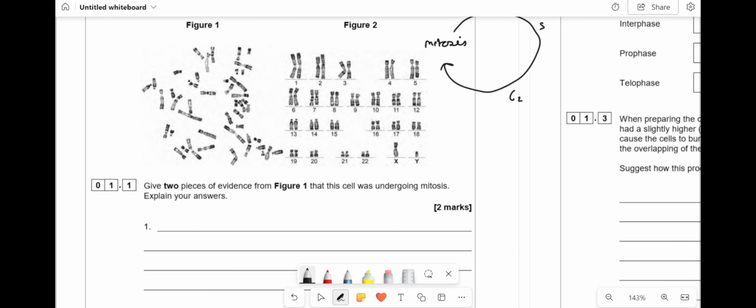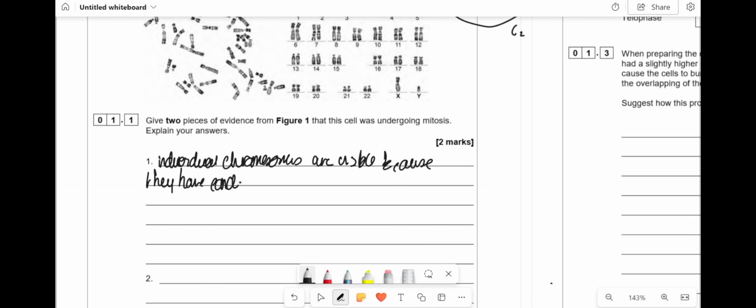You can actually see them. Individual chromosomes are not usually visible. They're kind of like long, stringy bits and bobs like that. So in this case, number 1 already we can say is that the individual chromosomes are visible, because you can't just say that because that doesn't explain why it's mitosis and doesn't explain the answer. It's because they have condensed. You can't just say that they're visible.